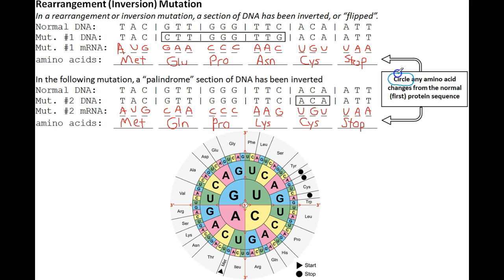Now, in this case, if you circle any ones that have changed, I only have that one and the asparagine that has changed. Proline did not actually change because when you switch around CCC, you get CCC. There has been no change there. On the bottom here, you also have what is called a palindromic sequence. This one did not change because ACA backwards is ACA.